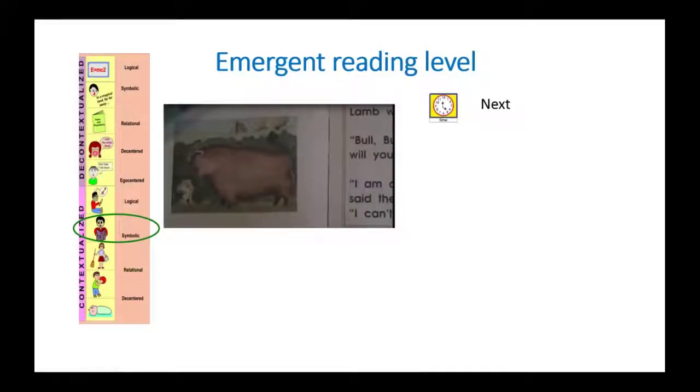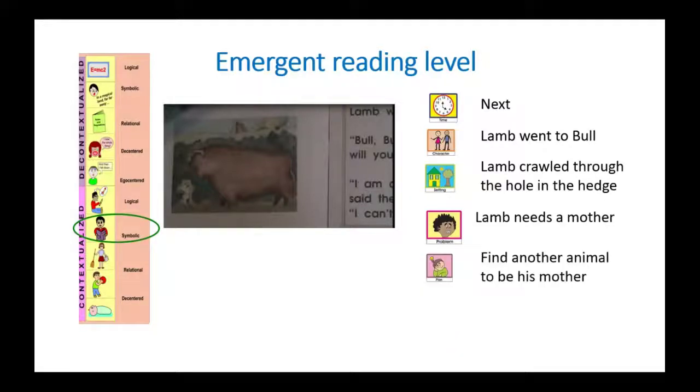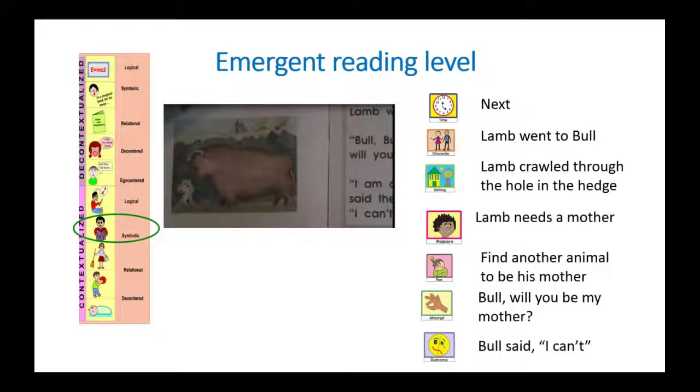Okay, so if we want to look at the story grammar of this, the time is next, after he left a previous animal. Next, the lamb went to the bull. The lamb crawled through the hole in the hedge, right here. So that's our location. The lamb needs a mother is the problem. So he needs to find another animal to be his mother since the duck before this page couldn't be his mother. So his attempt is to say, bull, will you be my mother? But it's a sad outcome. Bull said, I can't be your mother, I'm a bull.